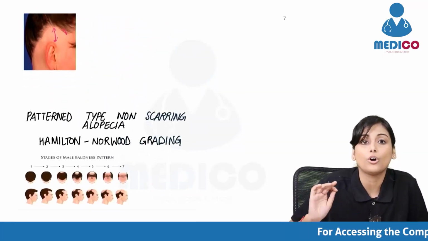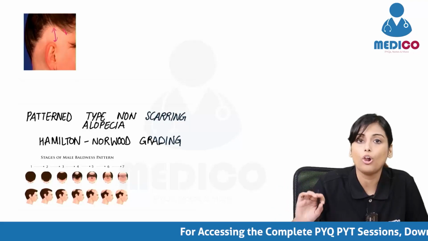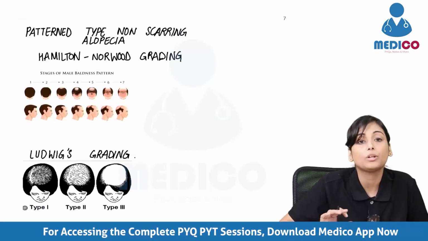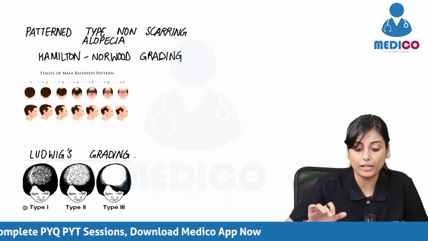So alopecia areata was an autoimmune disease which was causing fall of the hair strands. Now there's something called patterned hair loss, which is male and female pattern hair loss.